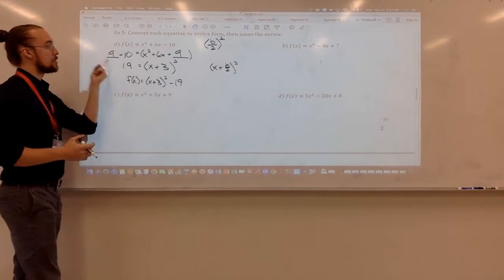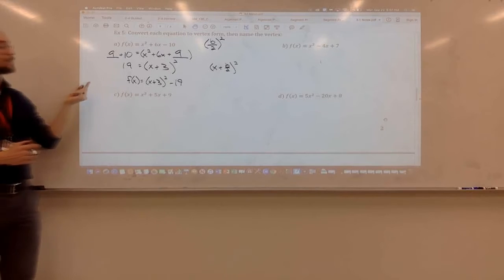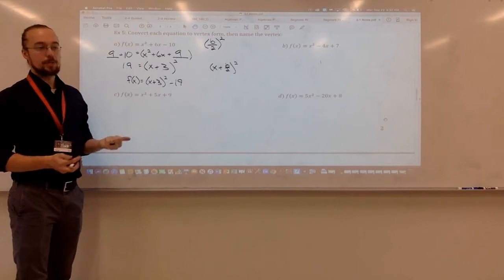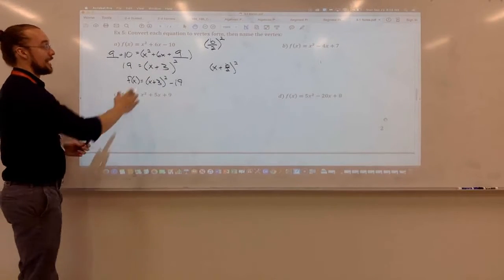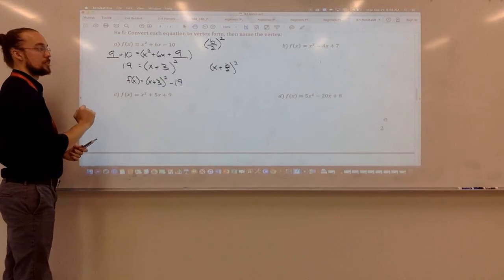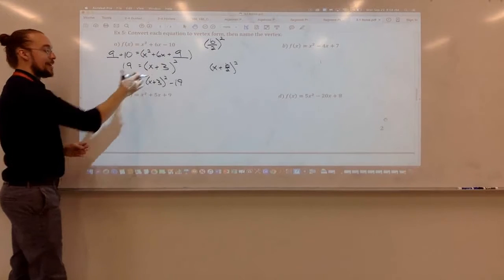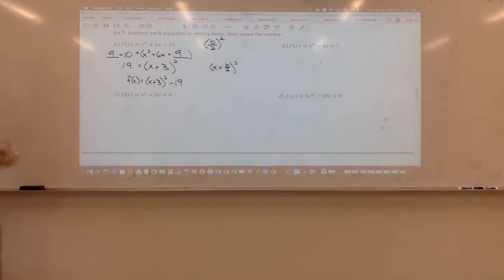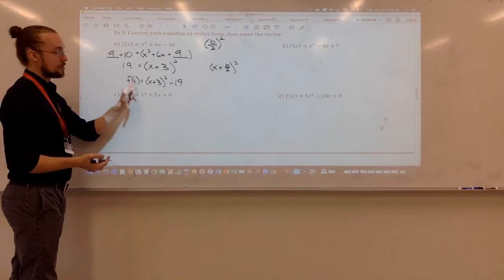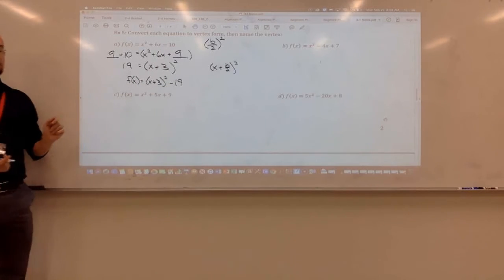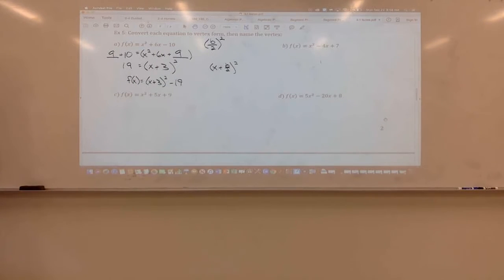So first, move your constant to the other side of the equation. Then take half of your b term, square that, and add that to both sides of the equation. Then take what you've created here, factor this into a binomial square, then move your constant back over. You okay with that process?